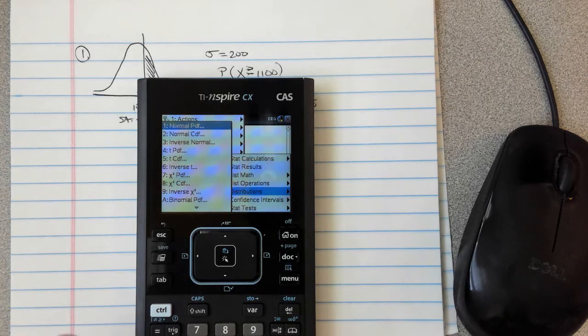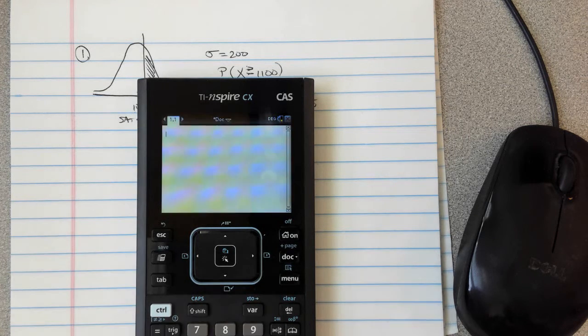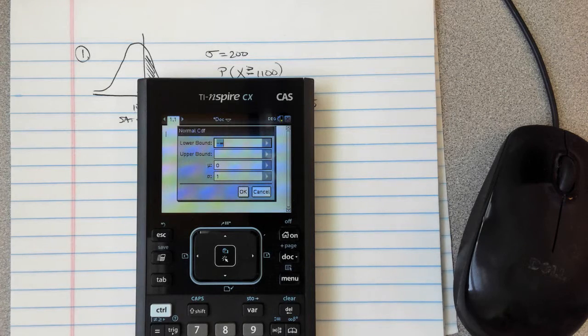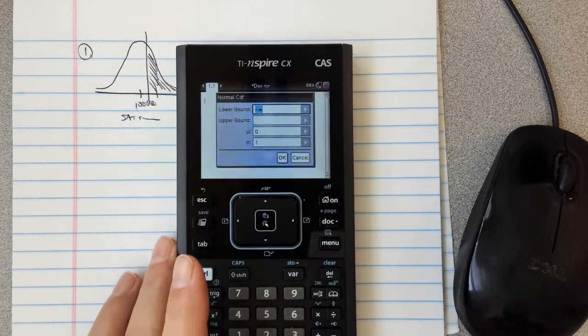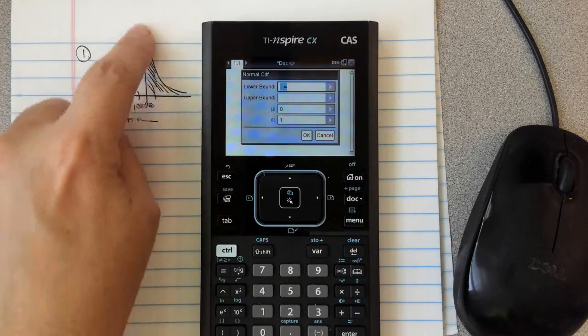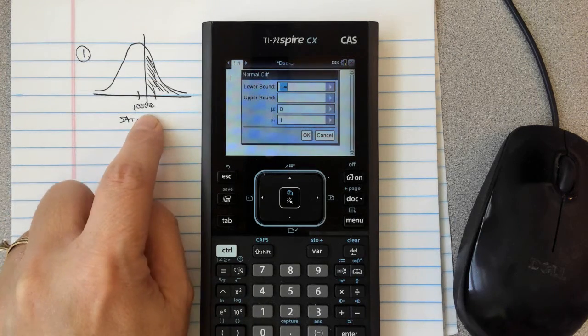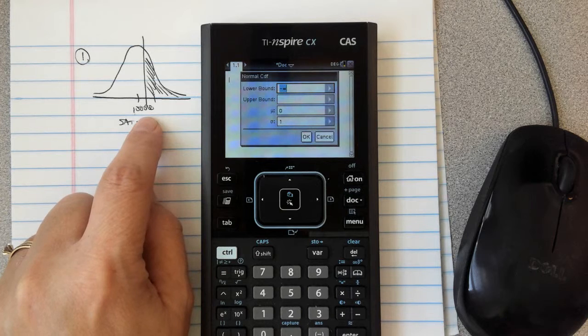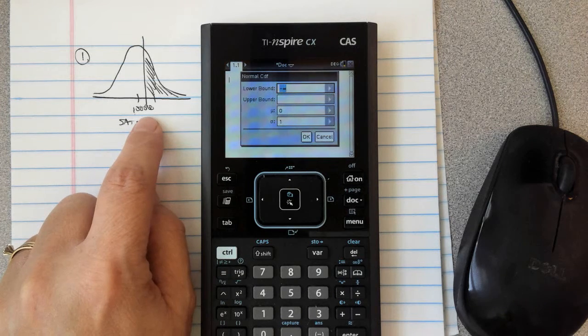So we want that second one, normal CDF. So we're going to click on 2, and we get this menu. So I want to make sure it kind of matches what's going on with my picture here. My lower bound is this cut score here. And this calculator is super smart in that it will take a z-score or it will take the raw score. I'm going to show you both ways and you can pick which one you want to do.